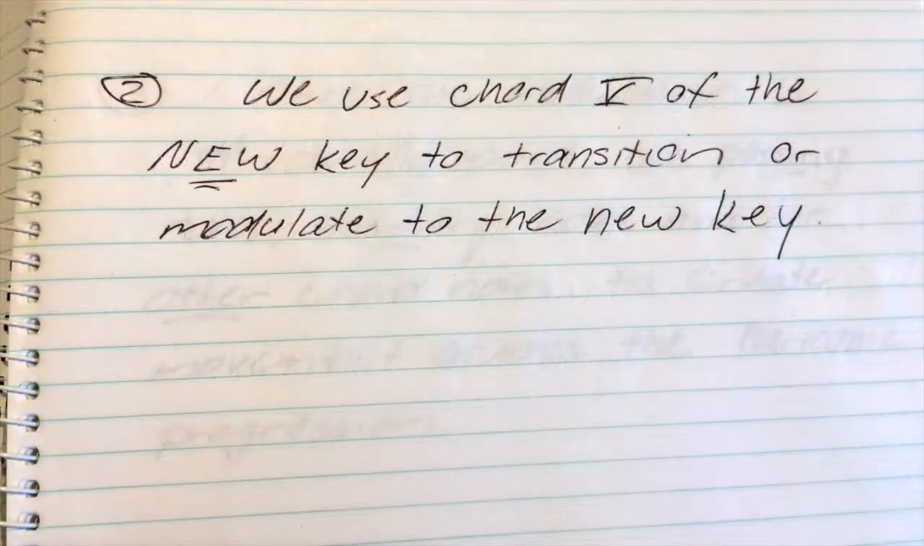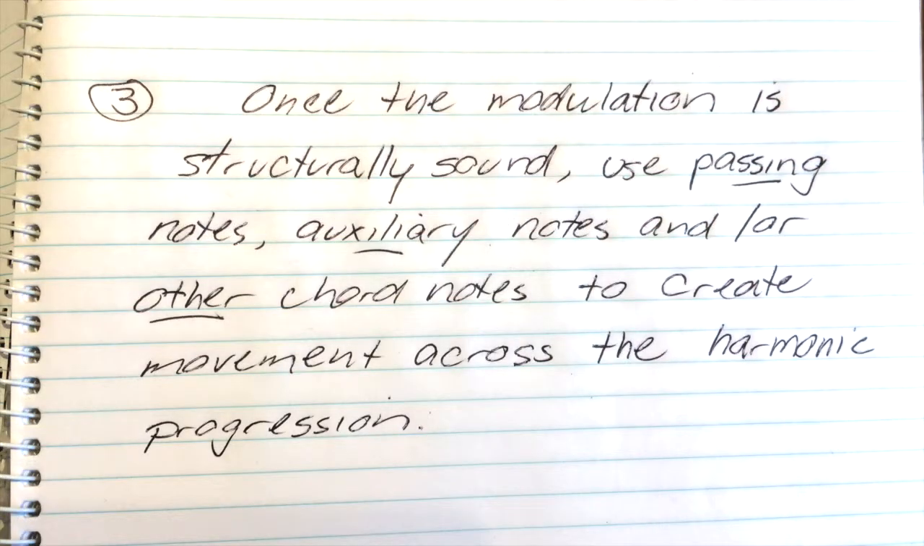Number two, we use chord 5 of the new key to transition or modulate to the new key. Do not use chord 5 of the old key because you will simply modulate back to where you already started. There will be no modulation. And the final point, point 3. Once the modulation is structurally sound, use passing notes, auxiliary notes, and/or other chord notes to create movement across the harmonic progression. And that's it. Simple as that.